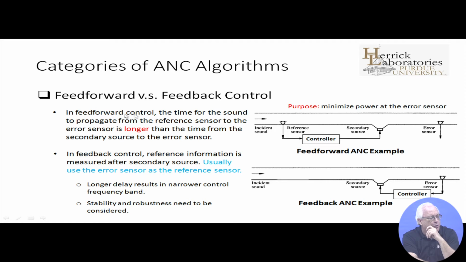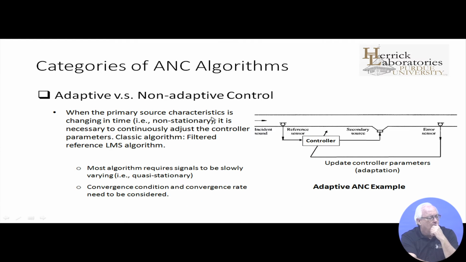So there's that difference between feed-forward control when you've got time to do something and feedback control when you use the error sensor itself as the reference sensor. Also, you have adaptive versus non-adaptive control, where the controller is, say, modeling the path between the secondary source and the reference source so that you can cancel the effect of the secondary source on the reference signal.